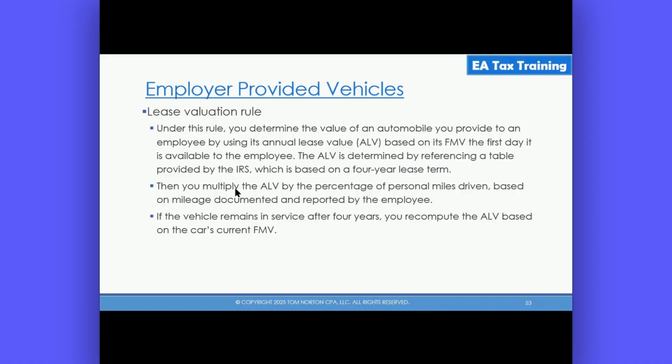If the vehicle remains in service after 4 years, then you recompute the annual lease value based on the car's current fair market value. So for the first 4 years, you use the fair market value on the date that the employee started driving the vehicle. If they're still driving it 4 years later, you're going to say, okay, how much is that car worth now? You're going to go back to that table, and it's going to be worth less than it was before, and you're going to use that lower amount to determine the amount from then on.